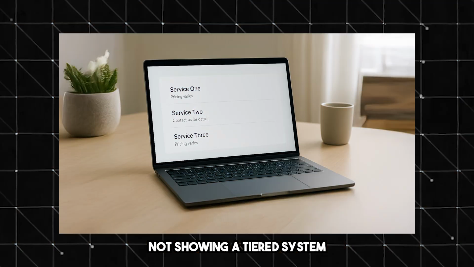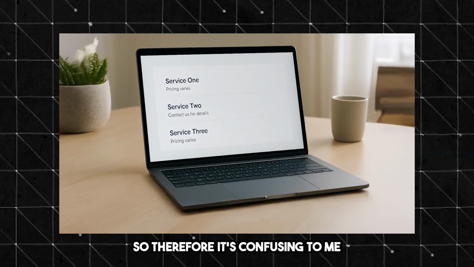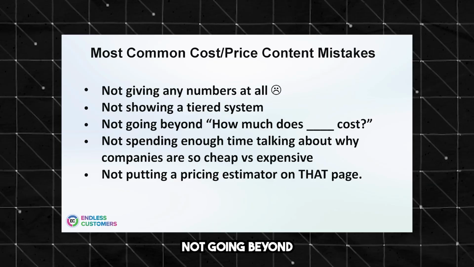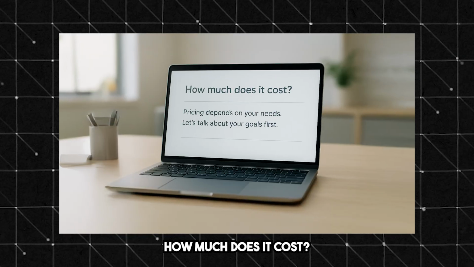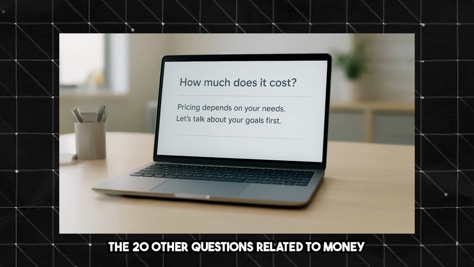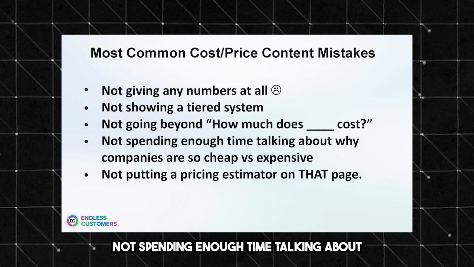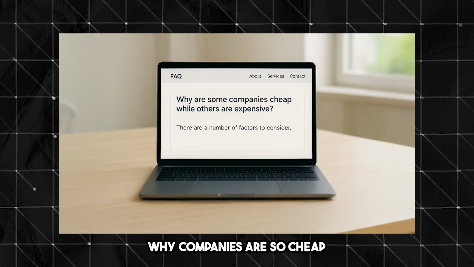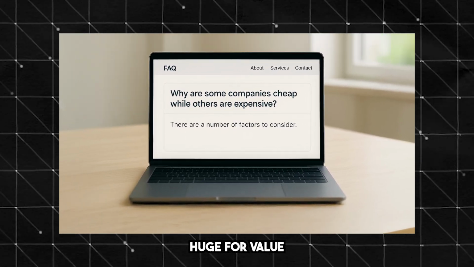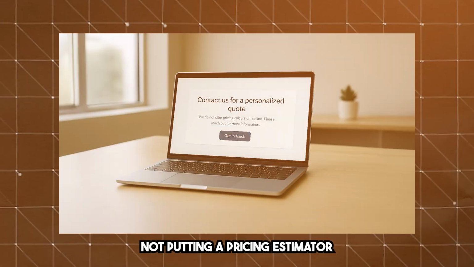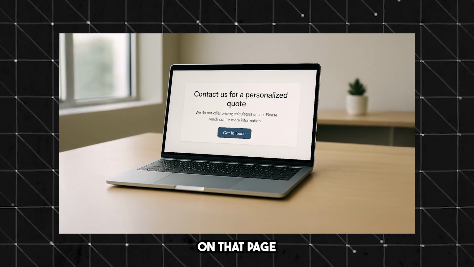Next one, not showing a tiered system, so therefore it's confusing to me. Next one, not going beyond how much does it cost. In other words, the 20 other questions related to money, like financing, for example. Next one, not spending enough time talking about why companies are so cheap versus expensive, huge for value. And finally, not putting a pricing estimator on that page.